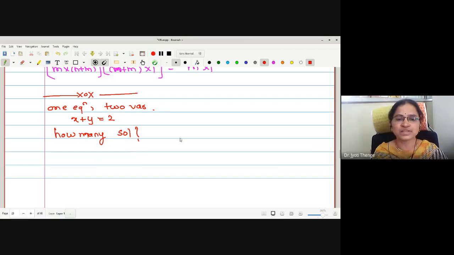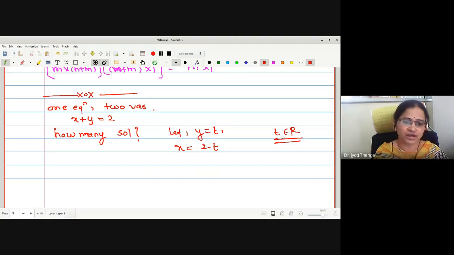Actually, we are solving this by using a parametric method. Let us put the value of any one of the variables as t. If I put y as t, then what is x? 2 minus t. Then every value of t gives us one solution, no? For every value of t in R we get one solution. Agree with me or not? Therefore, how many solutions do we have? Infinitely many solutions the system will possess.